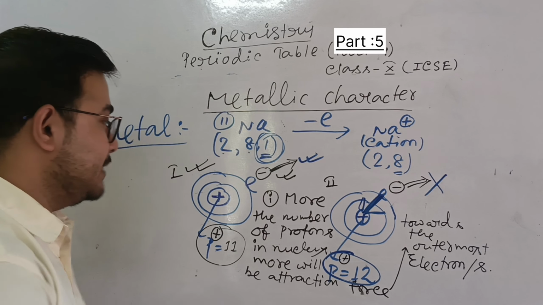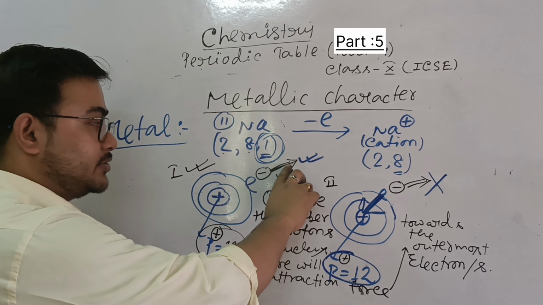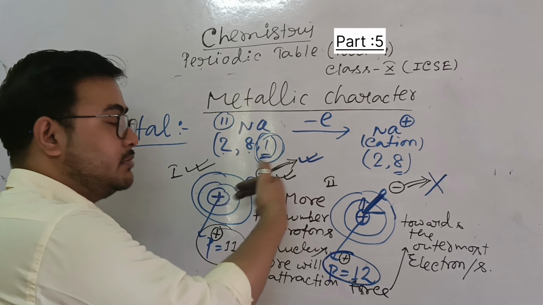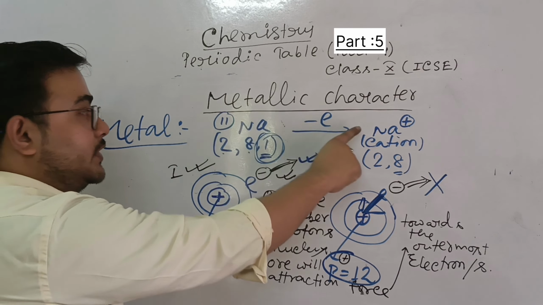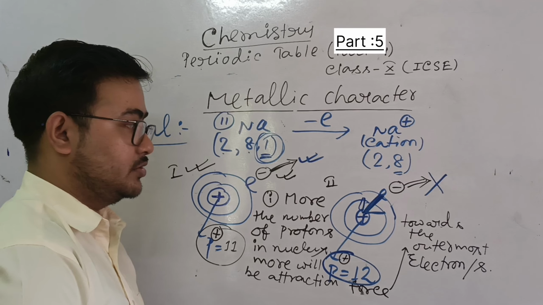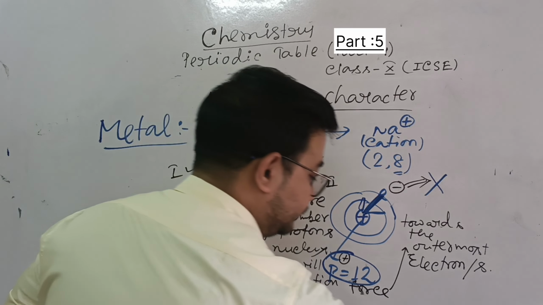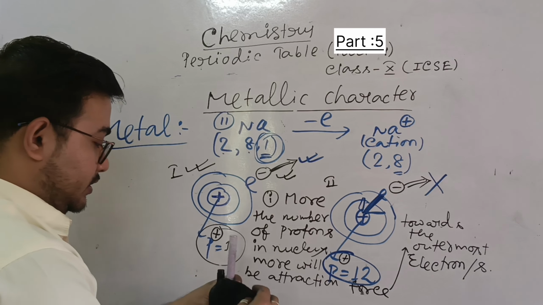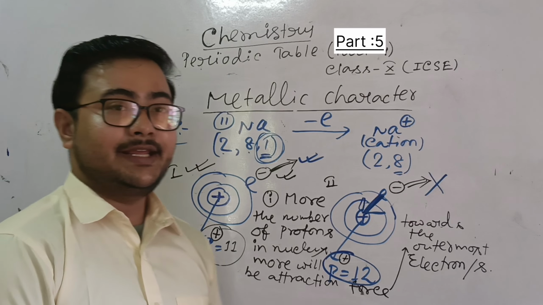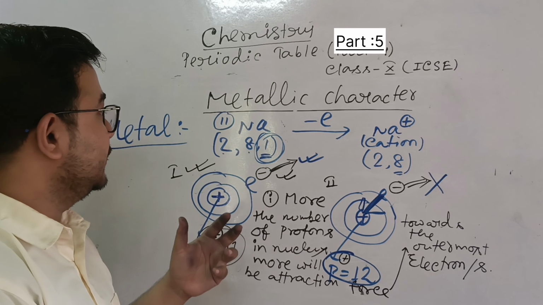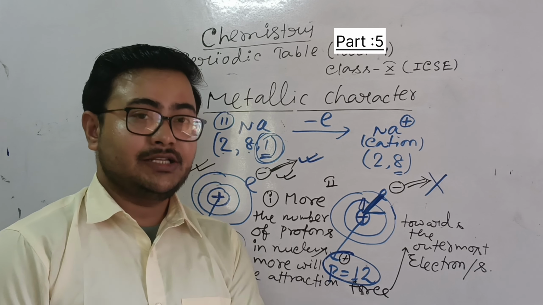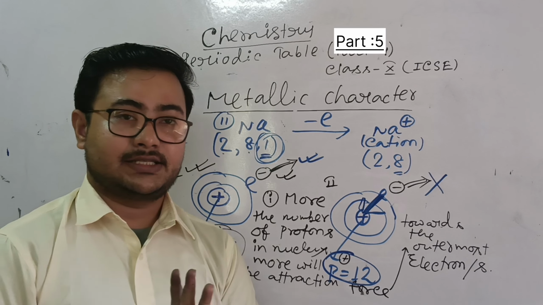First, clear your concept. Since you can remove this electron easily because of fewer protons and less attraction, and removal of electron means metallic character, its metallic character is more. Clear? Okay. Done. So what is the heading? Your heading for this topic is: metallic character depends on the following factors.